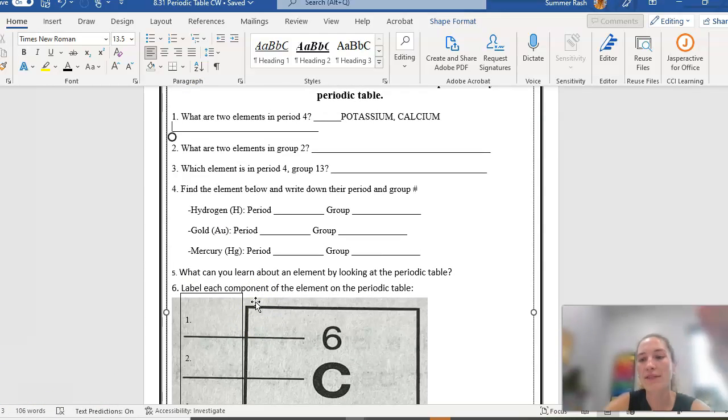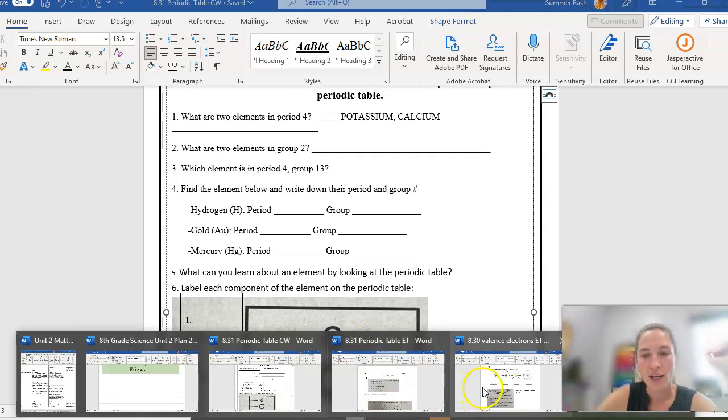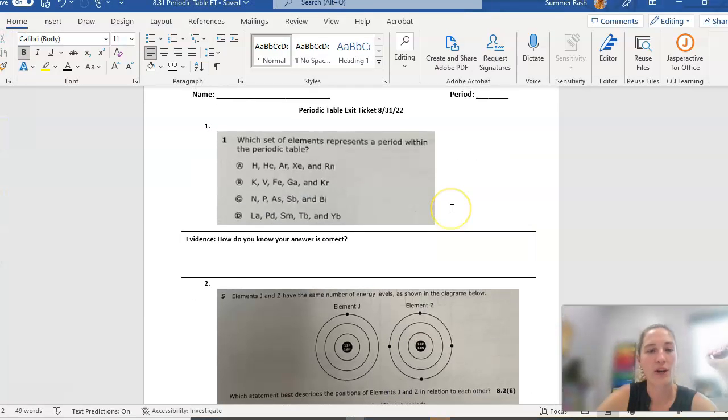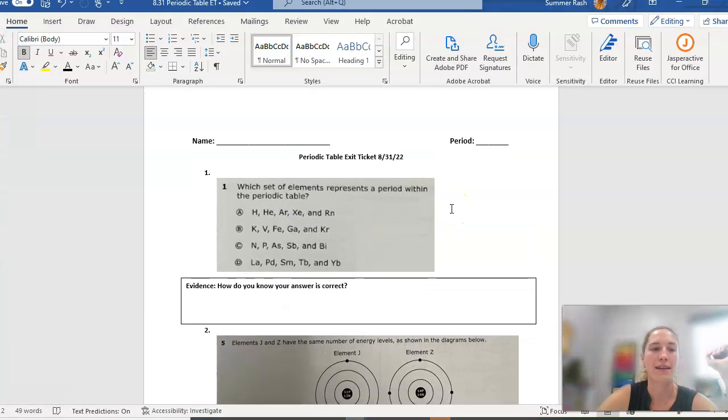Now, the last 15 minutes of class are going to be spent completing your exit ticket. Your exit ticket will be going in the grade book. It is for a grade, okay? So I'll be grading your exit tickets and putting those grades in the grade book. You have the last 15 minutes of class to work on the exit ticket. Good luck.